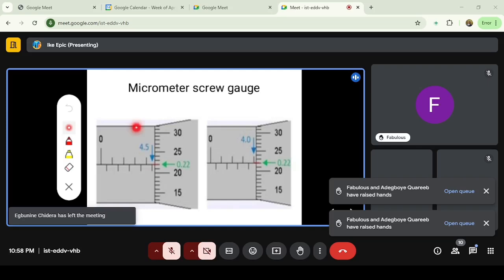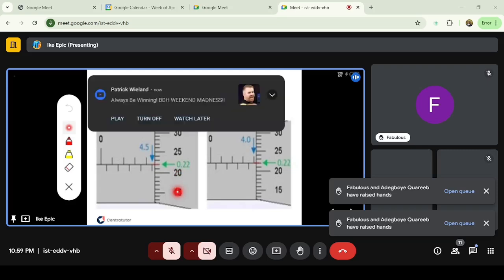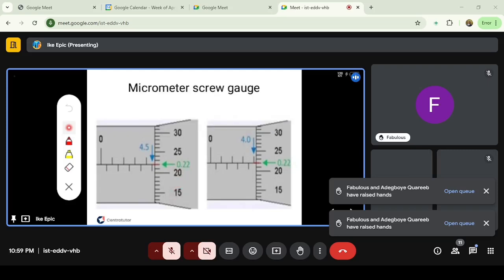We also have the main scale. The main scale is always the one on this side, while the reading on this other side is known as the, not really the vernier side, but you could call it the auxiliary scale. So this is the main scale, while this is the auxiliary scale. For this micrometer screw gauge, the reading is always similar.